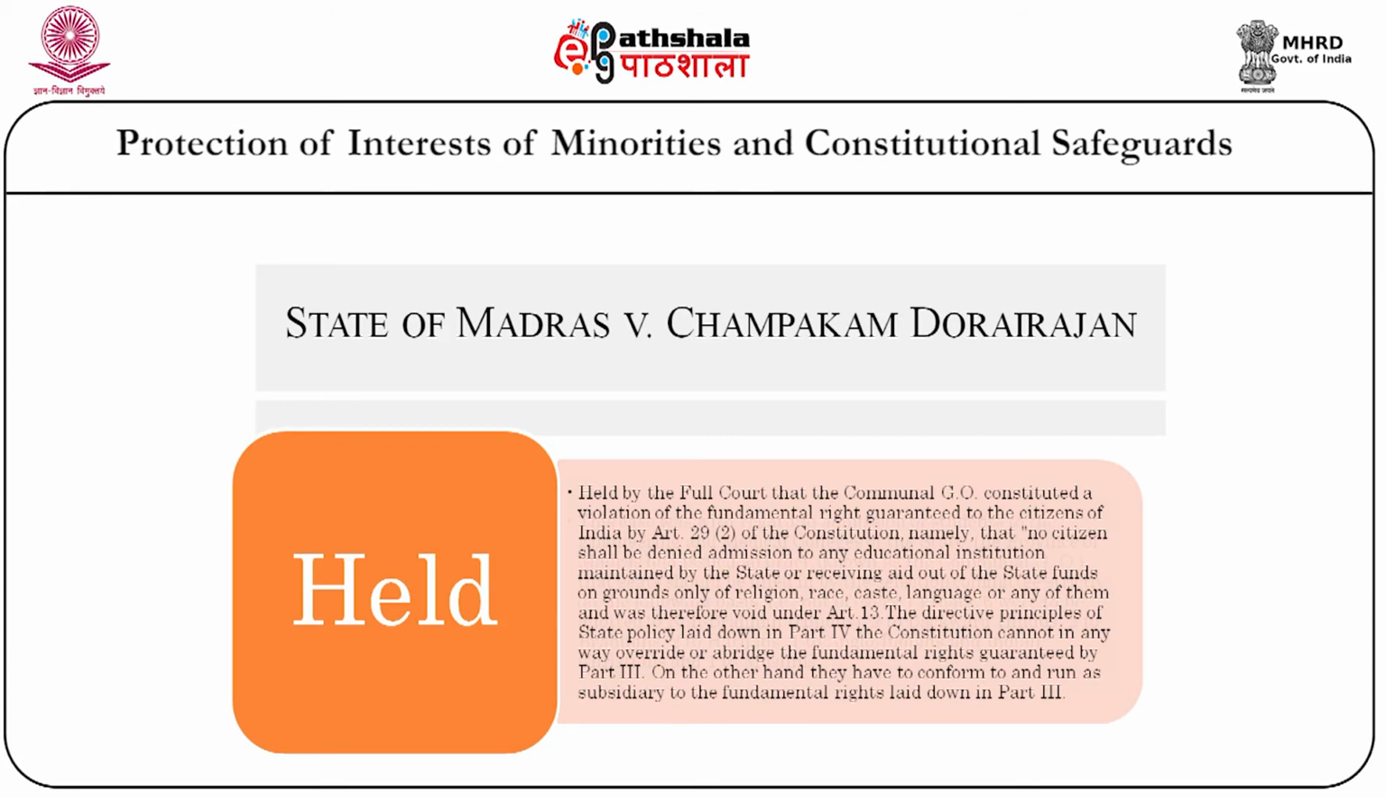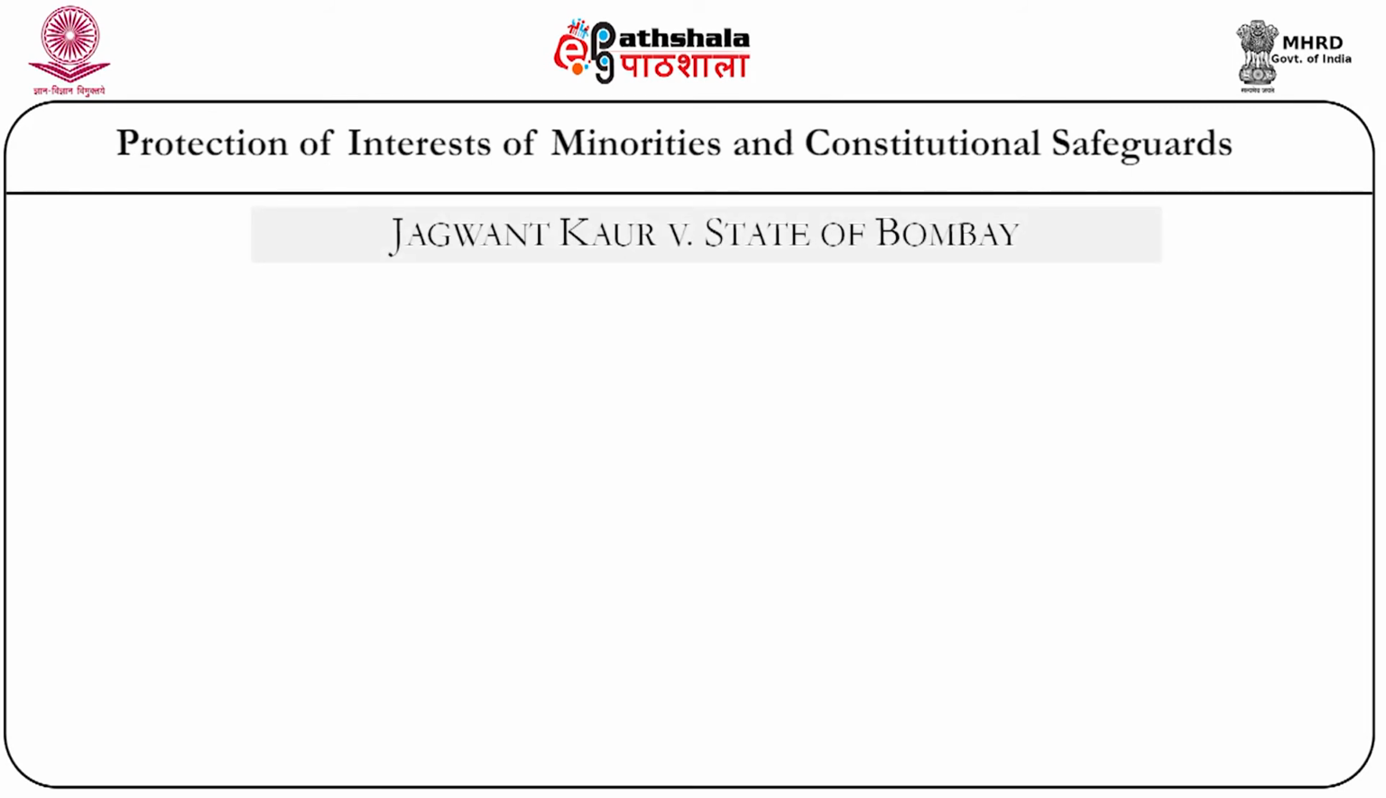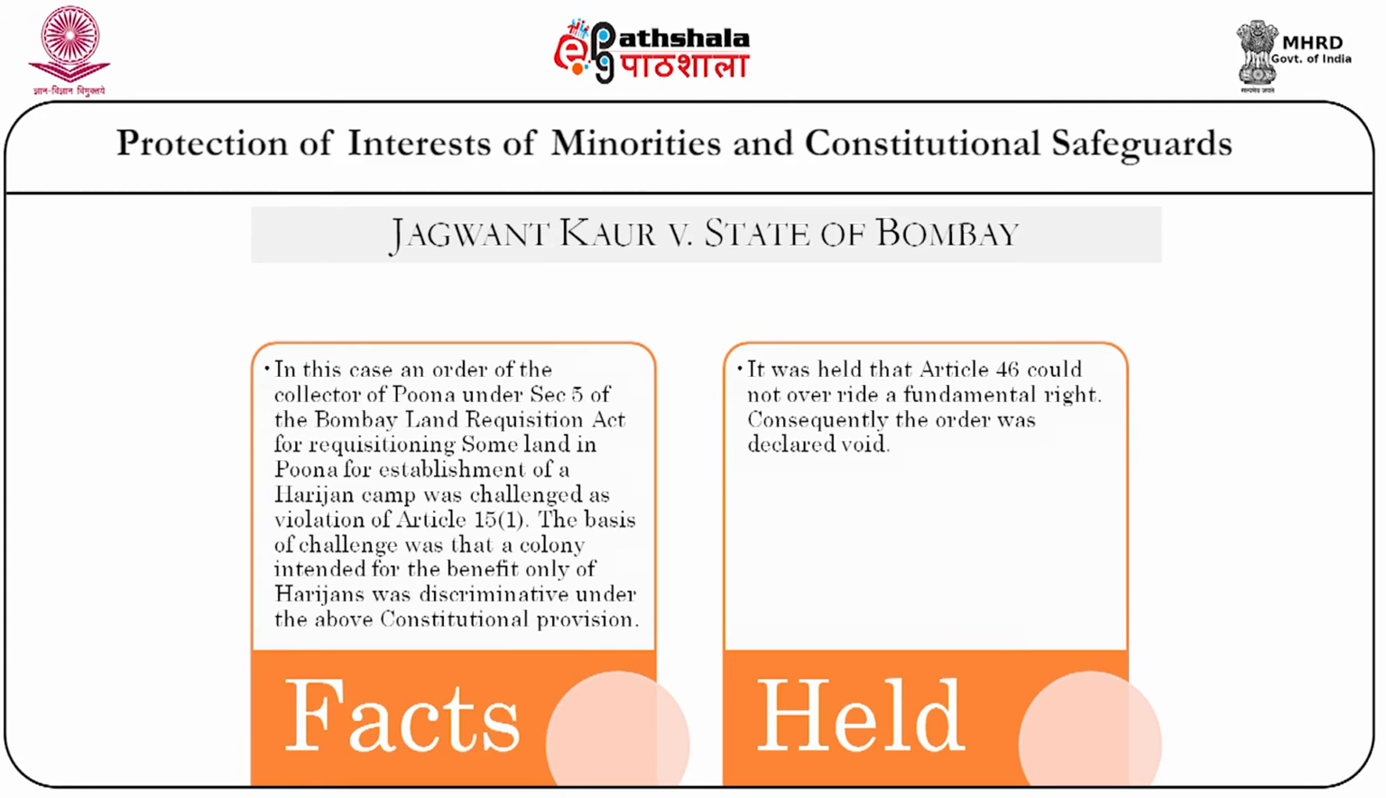In another very important case, Jagwant Kaur versus State of Bombay, the court held that Article 46 should not override a fundamental right, and consequently the orders which were laid down in the case of Jagwant Kaur were declared void. Coming down to what this case dealt with: an order of the Collector of Pune under Section 5 of the Bombay Land Requisition Act for requisitioning some land in Pune for the establishment of a Harijan camp was challenged as a violation of Article 15 subclause 1. The basis of challenge was that a colony intended for the benefit only of Harijans was discriminatory under the above constitutional provisions. As I have already said, the court held that this order was void, and it was said that Article 46, which is a directive principle, cannot override a fundamental right.